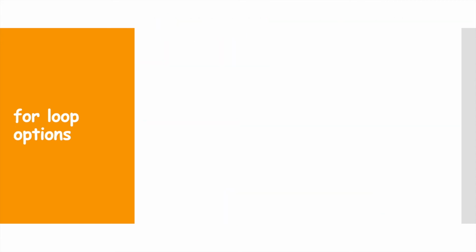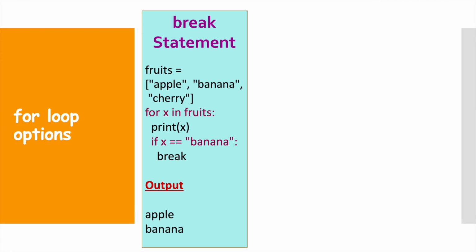Now let's see the various options with for loop. So the very first is the break statement. With the break statement, we can stop the loop before it has looped through all the items. So here in the example, we are telling the loop to exit when the value of x is equal to banana. You have a list of fruits, that is apple, banana and cherry, and you're using for x in fruits and printing the value of x. When x becomes equal to banana, you're using a break statement. That means the loop will stop its execution. So here you're going to get the output as apple and banana.